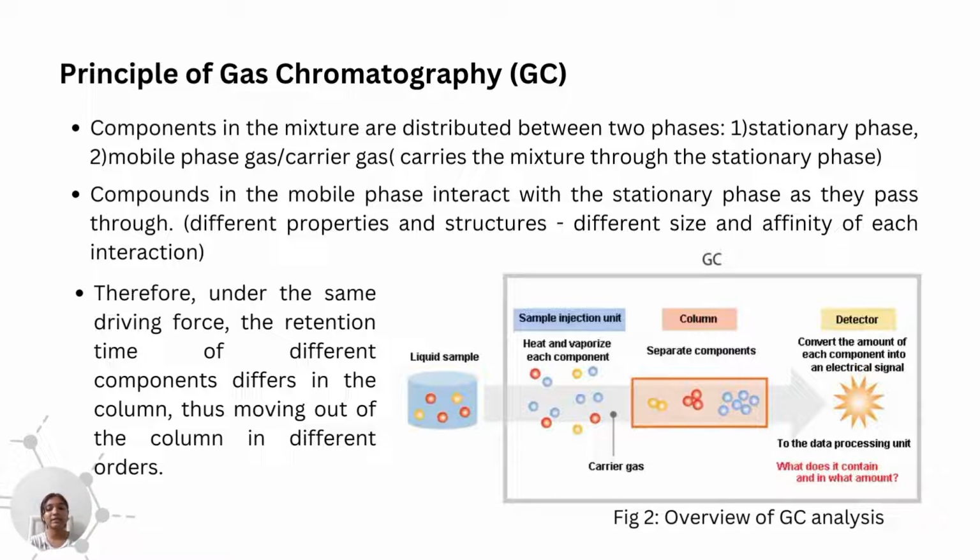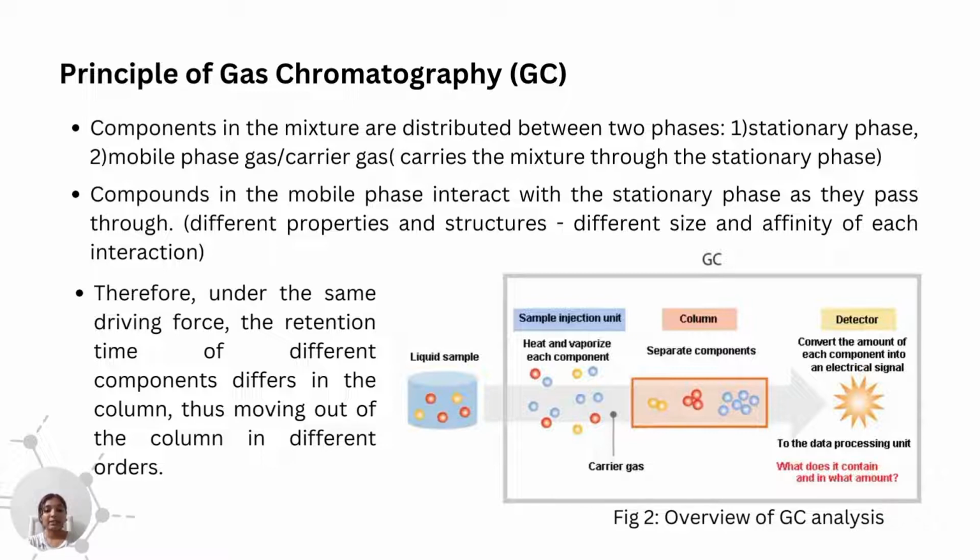When a mixed solution sample is injected into the GC system, the compounds contained in the sample, including the solvent components, are heated and vaporized within the sample injection unit. After that, the vaporized target components are transported by the carrier gas to the column, which is the stationary phase. Once in the column, the mixture of compounds is separated into various components, and the amount of each component is then measured by the detector.